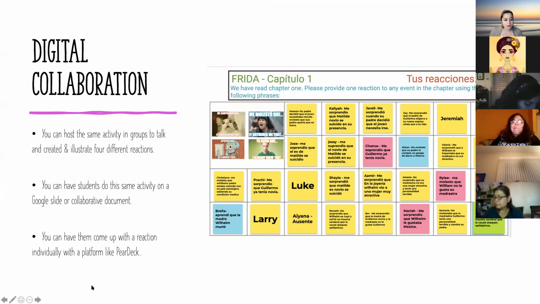Another one that you can do for digital collaboration is you can have them come up with reactions. These reactions came from an activity that I'm going to share with you in a little bit. And pretty much it's 4 reactions. It surprised me that, it bothered me that, I learned that, and I already knew that. So after they read chapter 1, they had to come up with reactions of something that happened in the chapter.